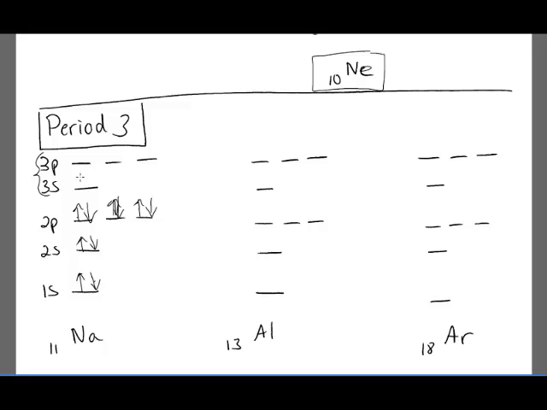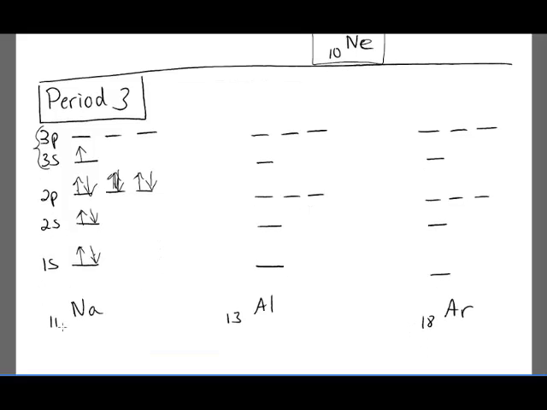And then we have one more beyond neon. So there's one electron in the 3s orbital. So we can write our configuration for sodium as 1s2, 2s2, 2p6, and 3s1. One electron in the 3s.